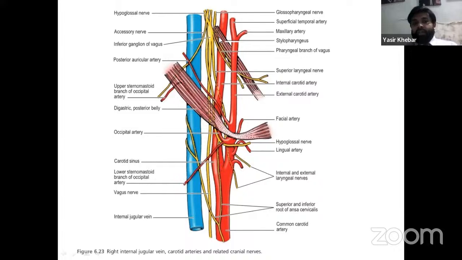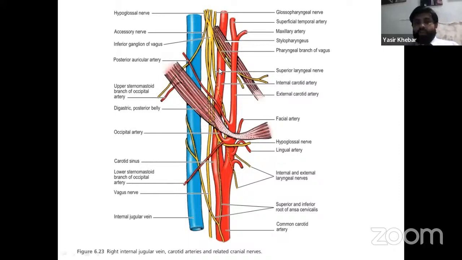You can see this glossopharyngeal nerve is actually lying in close relationship with the stylopharyngeus muscle, passes below the stylopharyngeus muscle, and goes on to supply the pharynx and all the other muscles of the pharynx other than the stylopharyngeus.